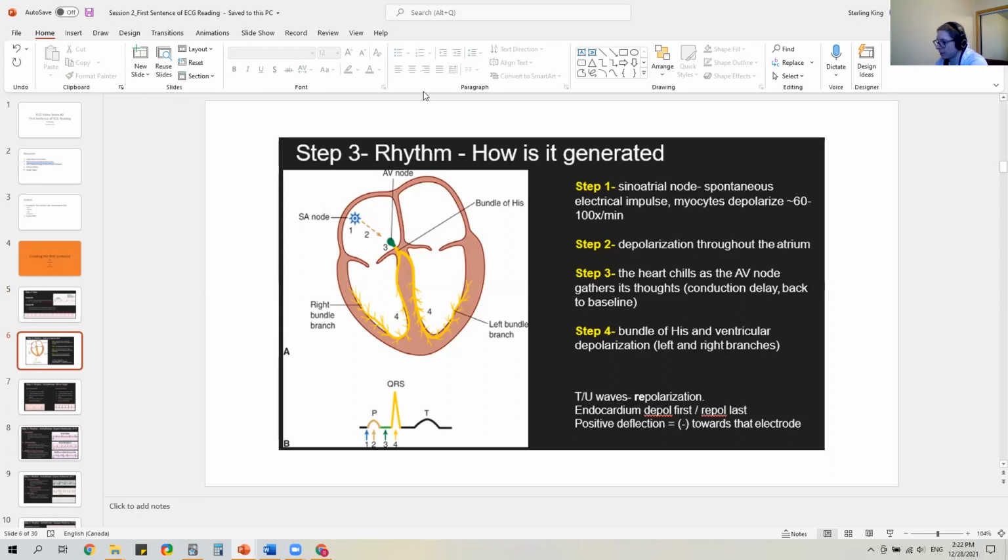Next step is rhythm, and how is it generated? We have the SA node in the right atrium of the heart. It fires, it goes through the atria to the AV node. The AV node has a slight delay, then fires down the bundle of His through the fibers into the Purkinje fibers, and the ventricles contract. So if we lined it up with an ECG: one, the SA node fires, that's right here. Two, it's traveling through the atrium, so we see the P wave. Three, AV node delay. Four, QRS complex, so the ventricles contracting. And then the T wave is just repolarization.